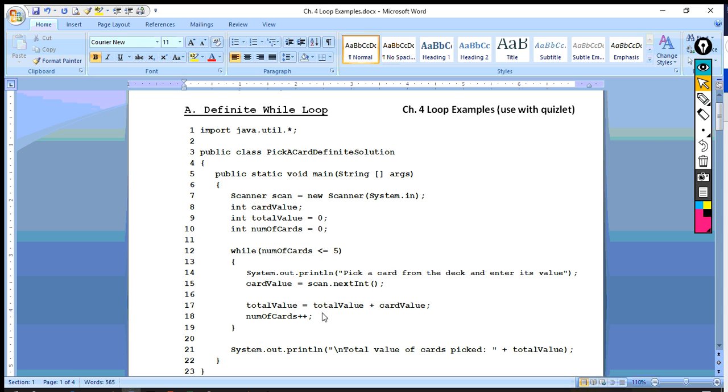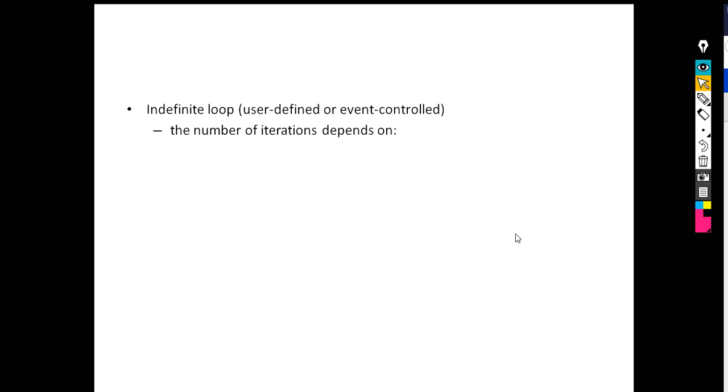Now, as we look at an indefinite loop, this is what we're looking at, and this is something you need to write down: an indefinite loop is called a user-defined or an event-controlled loop. So the user can affect how many times the loop will iterate, and the programmer will not know when the user decides to stop the loop.